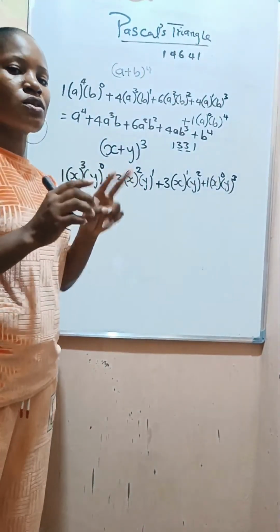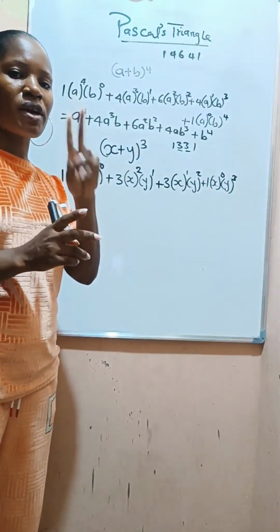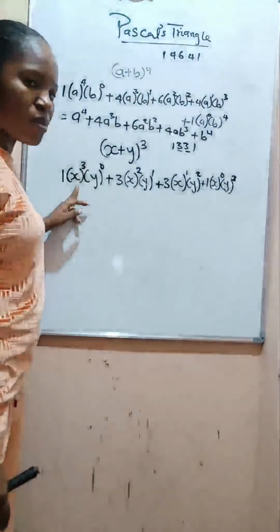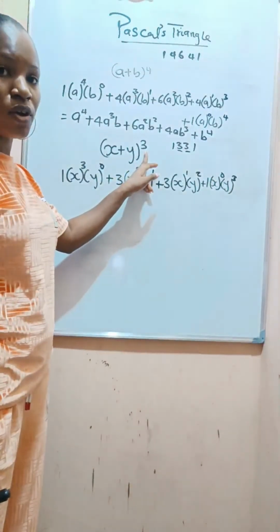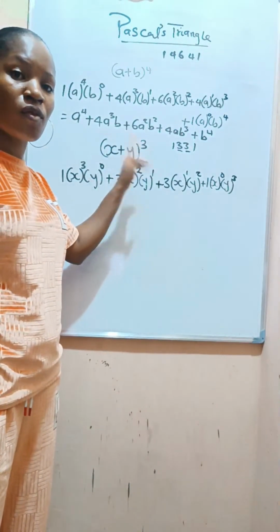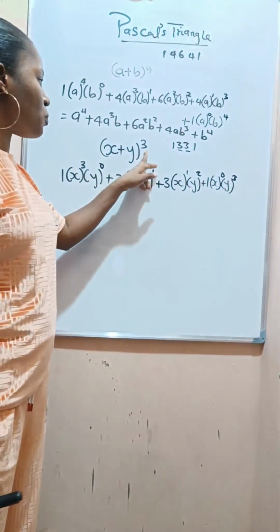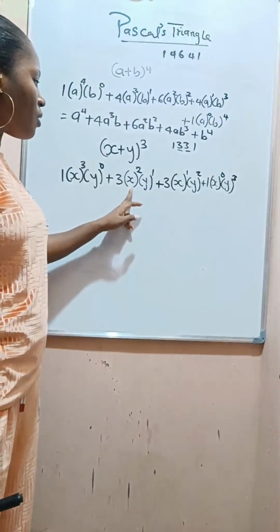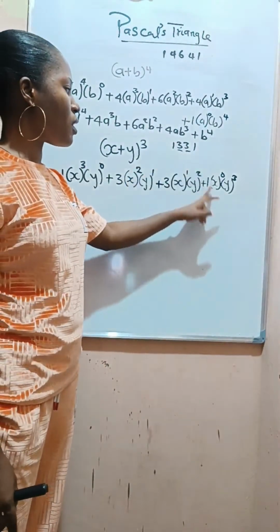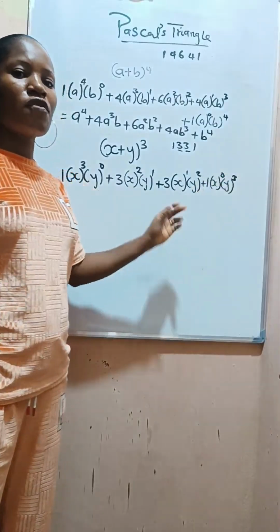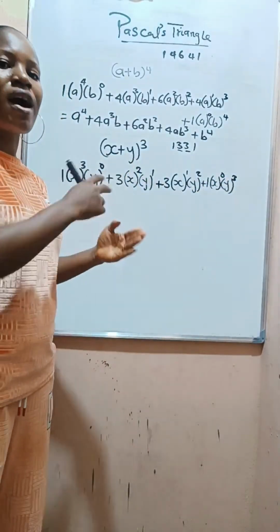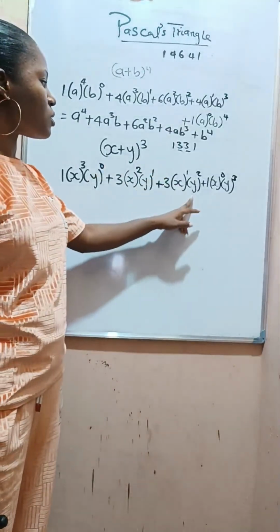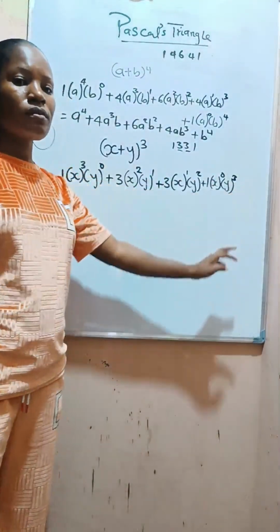So in essence, there are 2 ways you can fill this up without making mistakes. One, you start from 3 for your first term, because this is raised to the power of 3. If it's raised to the power of 4, I'll start from 4. Because this is raised to the power of 3, my first term is x, so it's going to be x to the power of 3. Then I go down: x to the power of 2, x to the power of 1, x to the power of 0. Then for the next term, I'll start from 0 and go up: y to the power of 0, y to the power of 1, y to the power of 2, y to the power of 3.